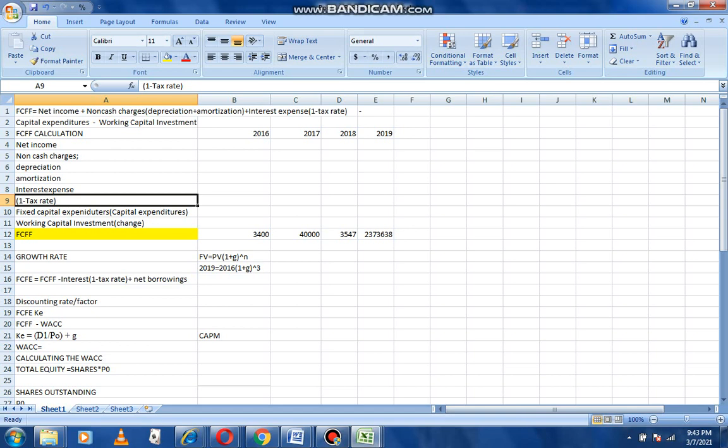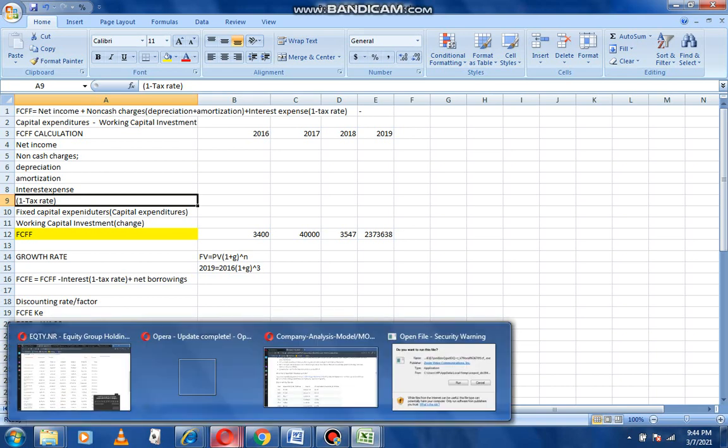The lecturer had said that when we're doing this analysis, we take a few years. For example, we can take 5 years. Here I have 4 years: 2016, 2017, 2018, and 2019. So the first thing I need to look for is the net income and then non-cash charges, that is depreciation and amortization. So where do I get data?